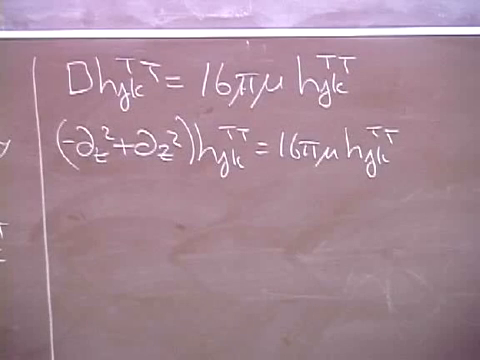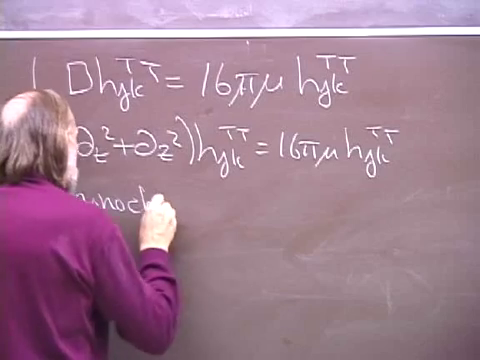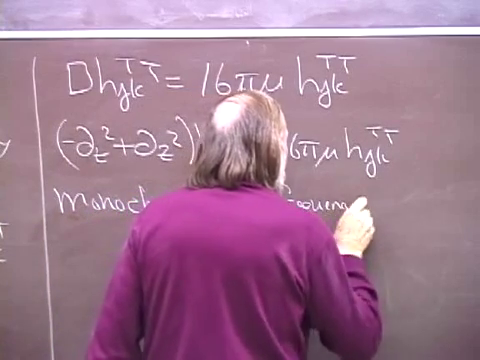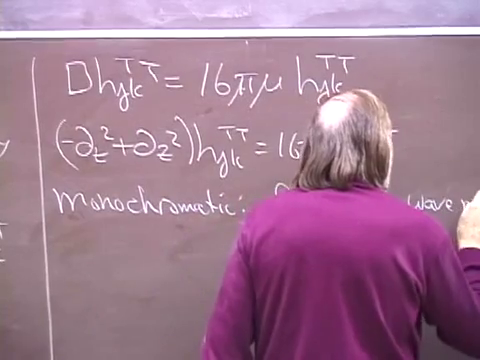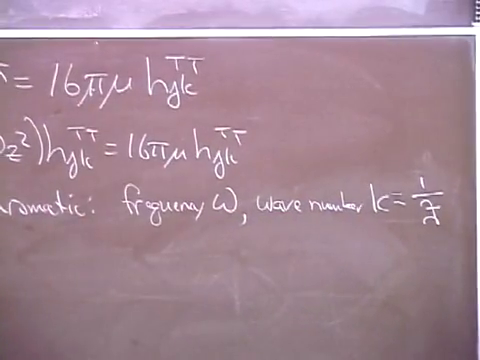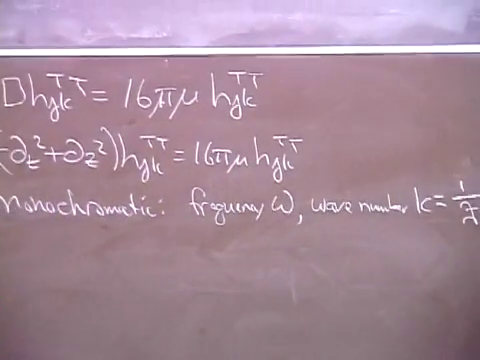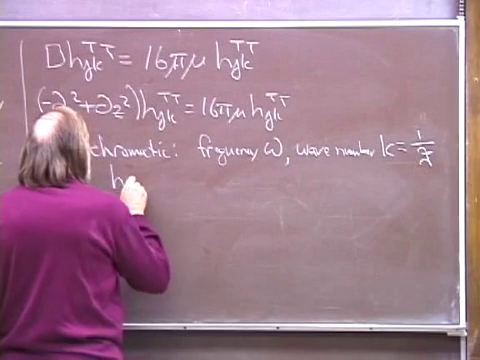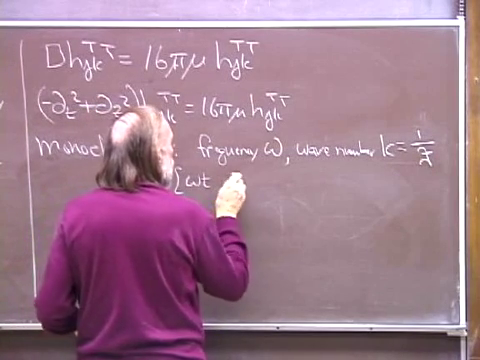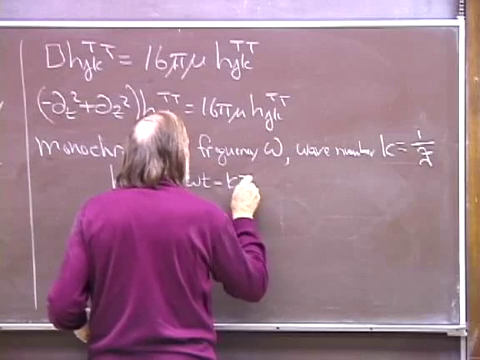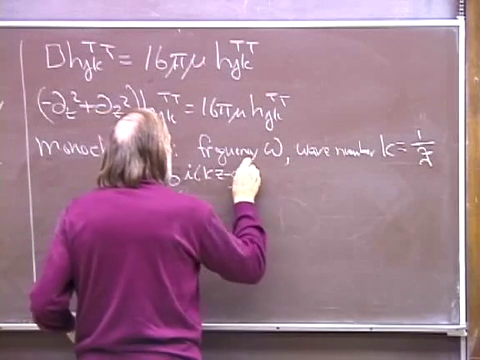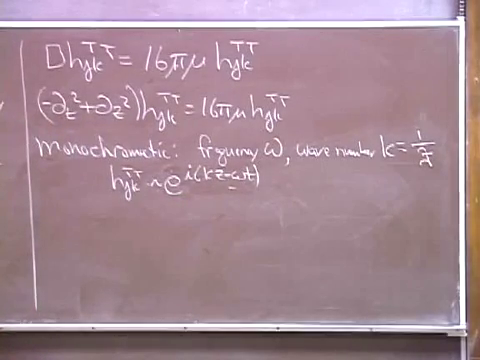Now let's suppose that these waves are monochromatic. They have a frequency omega and a wave number k. K is just 1 over the reduced wavelength. That is, it's 2 pi divided by the wavelength. That means that hjk transverse traceless is some function of omega t minus kz. Or let me write it as e to the i (kz minus omega t) using the usual complex notation. You take the real part.